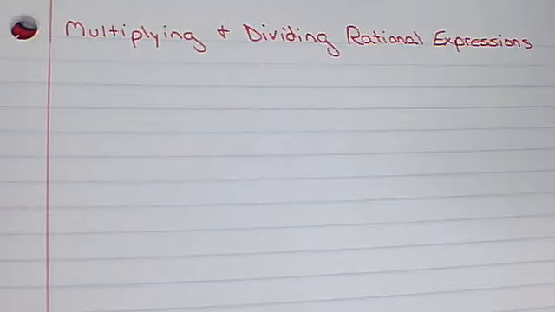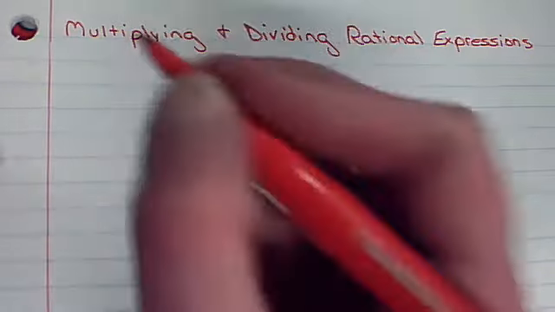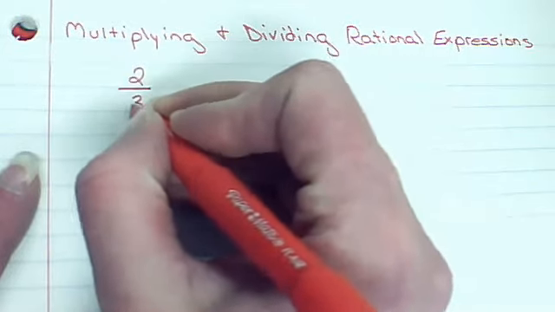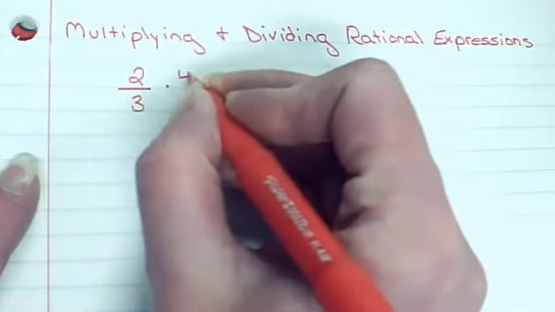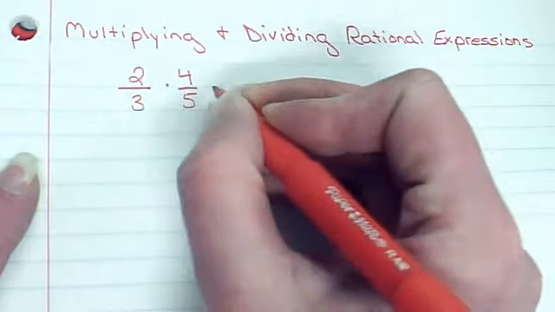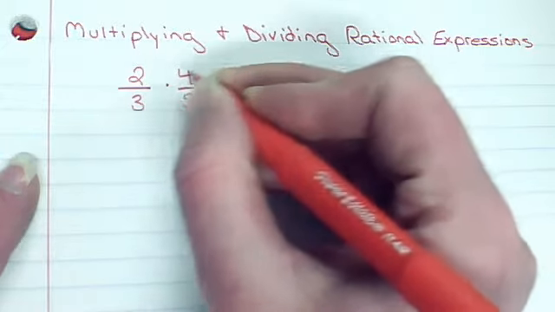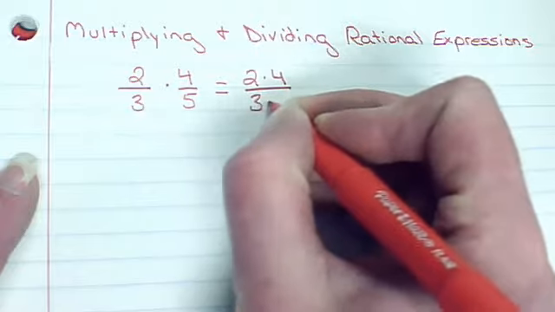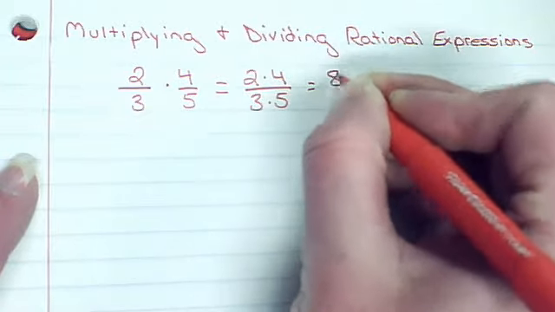Okay, we've simplified rational expressions. Now let's see what happens when we have more than one together. I want to remind ourselves something real quick. When we multiply fractions, we're multiplying 2 over 3 times 4 over 5. Remember what you'll do. You'll multiply straight across. That would really be 2 times 4 over 3 times 5, and you get 8 over 15.